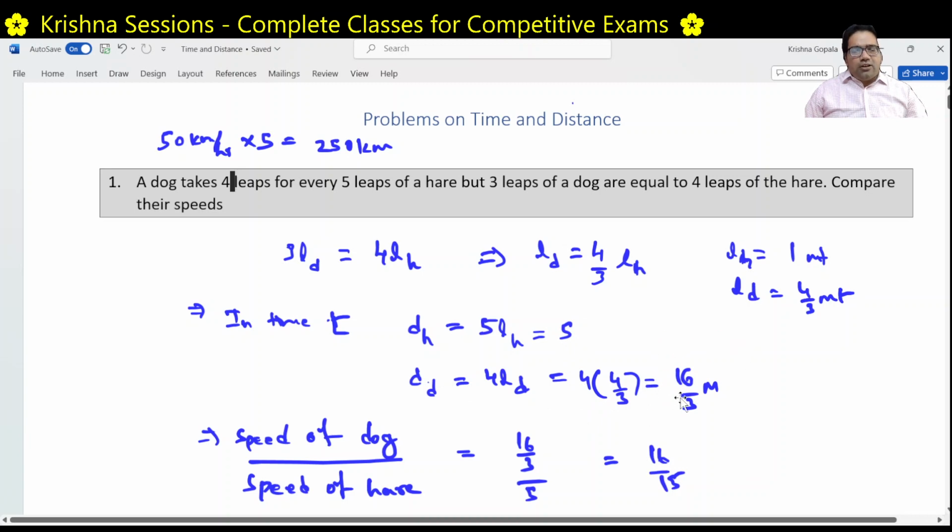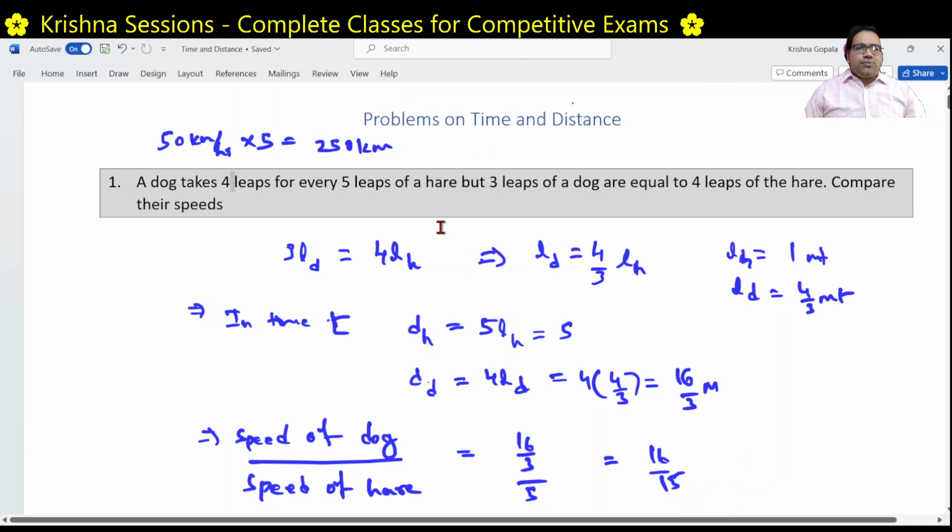Right. The dog is covering 16 by 3 meters in a given time, and the hare is covering 5 meters in the given time. What is the speed of dog by speed of hare? The time is the same, right? Speed of dog and speed of hare, the time is the same. That means it will be equal to the distance covered by the dog by the distance covered by the hare in the same time. That is 16 by 3 by 5, which is equal to 16 by 15. Right? You understood this, right?